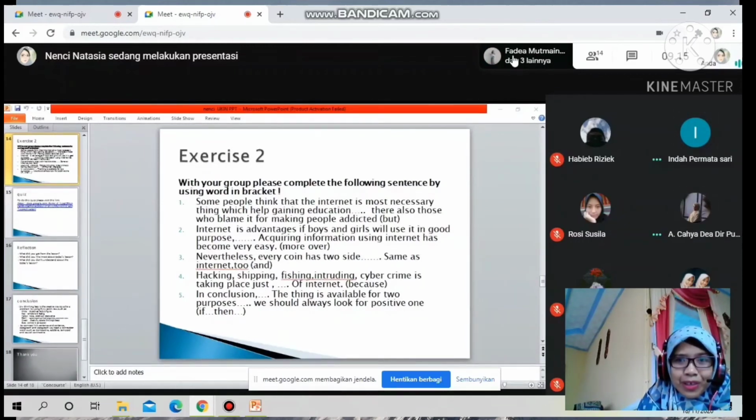Go on, number 4. Whose group will try? Group 3. Okay, group 3, please. Hacking, phishing, including cybercrime, is taking place just because of the internet.